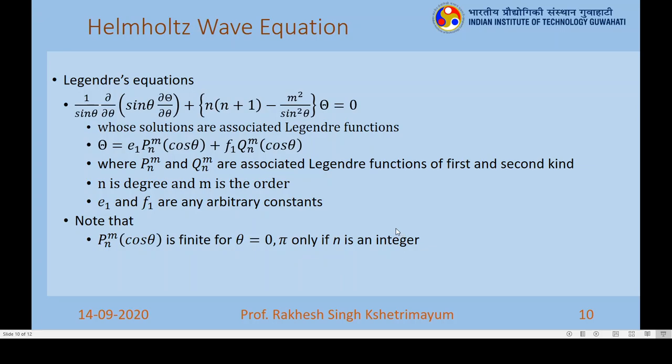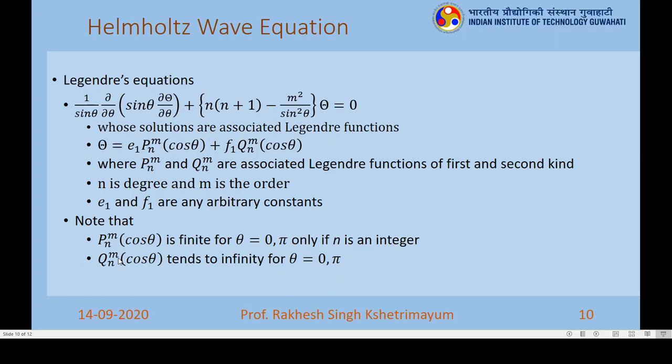So the solution we would be interested in is when n is an integer, because we cannot have infinite fields anywhere. Similarly, Q and M also tend to infinity when theta is equal to 0 or pi for any value of n.